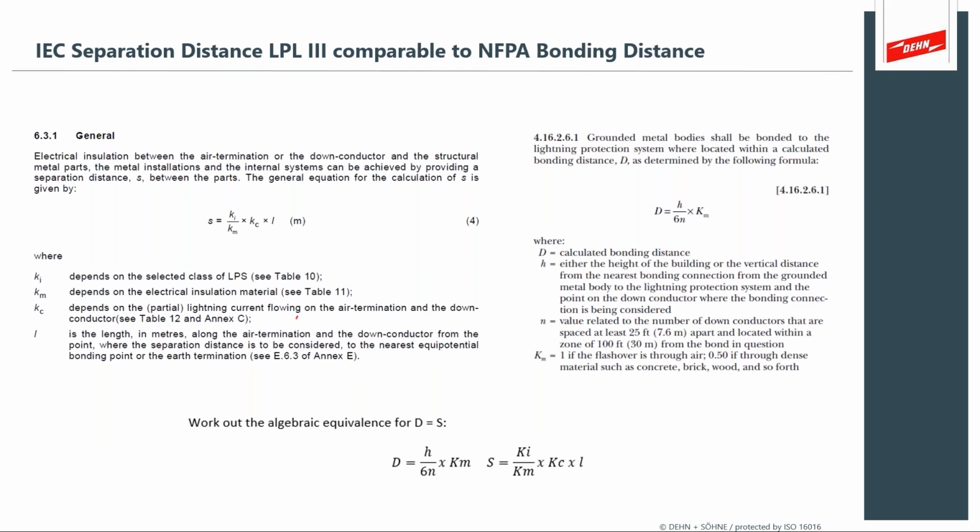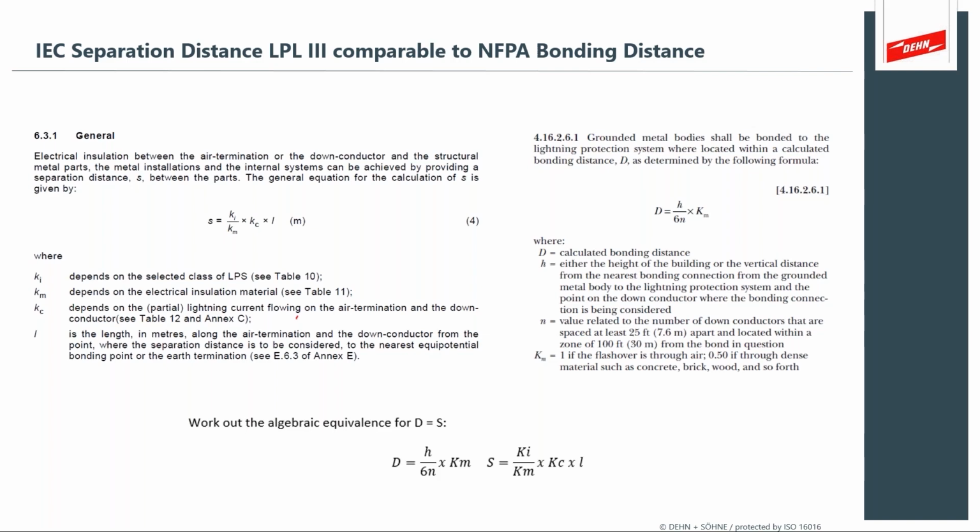There's also a couple of really good questions that came in last week's session about the comparison between separation distance and bonding distance. The standards make it sound different, but really NFPA dictates that metal objects that are close to the down conductor and LPS system have to be bonded. And IEC considers it the other way around. It says things that are separate do not have to be bonded. It's the same thing. It works out algebraically.